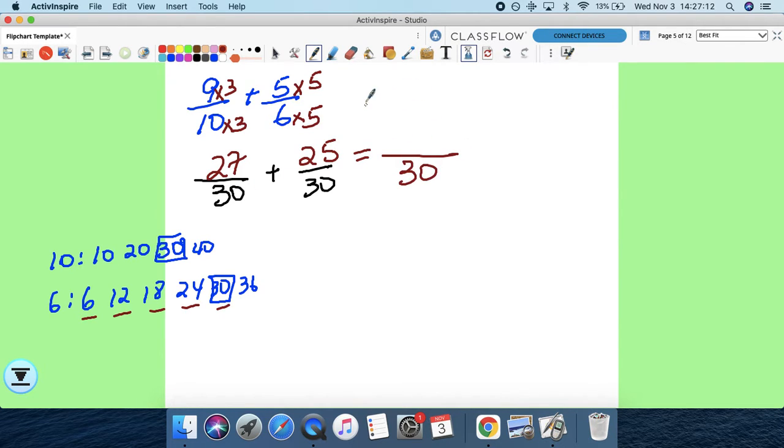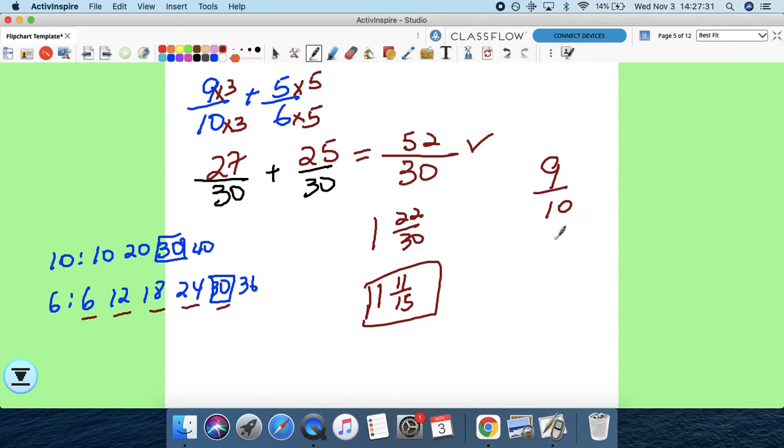We're going to add. The denominator stays the same. 27 plus 25 is 52. If you simplify that, you can get 26 over 15, or 52 over 30. Don't worry, if you got up to here, that's okay. Tomorrow we'll work on simplifying. Okay? And I'll do this again.